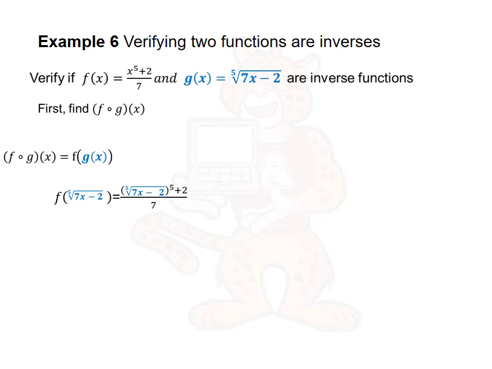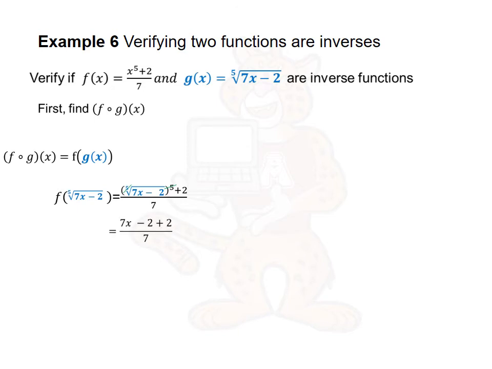And now what I need to do is to simplify the right side of this equation. And notice that I have the fifth root of 7x minus 2, to the fifth power. You can undo or cancel the fifth root with the power 5. And this becomes only the expression inside of the parentheses. That's what is left.